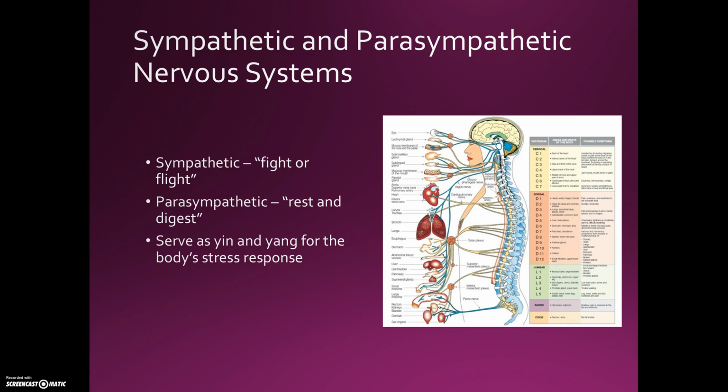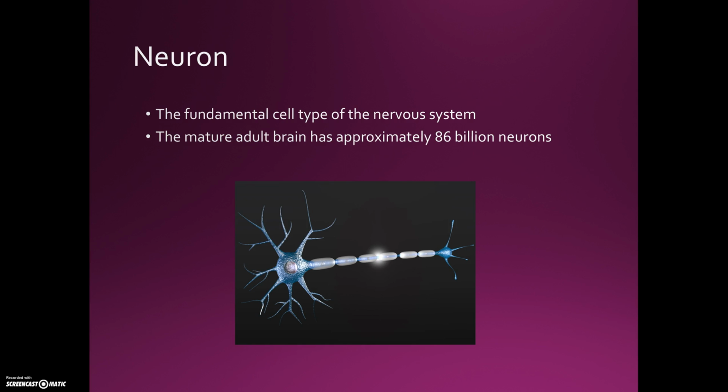A very important component of the nervous system are the sympathetic and parasympathetic nervous systems. The sympathetic nervous system is that part of our nervous system which is sometimes referred to as the fight or flight response. So it is the response that the body has to stress. The parasympathetic nervous system is, in a sense, the opposite. It is what is activated when the body goes into a state of rest and relaxation, which is sometimes referred to as rest and digest. They serve as yin and yang for the body's stress response.